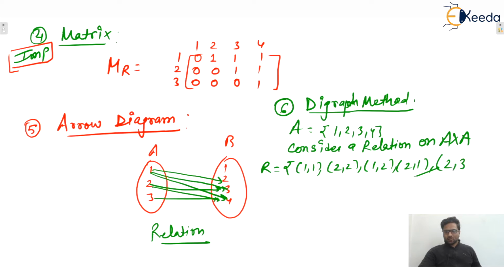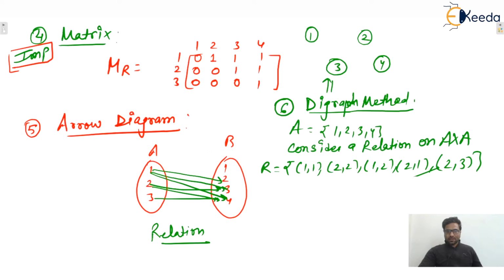Let's say the last one is (2, 3). So this relation is on the same set, that means A cross A. Then only we can use this method, that is the digraph method. So what will be the digraph of this particular relation? We can say that four nodes are there.